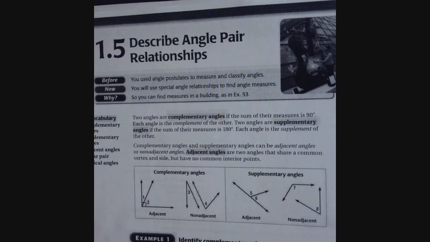1.5, describe angle pair relationships. So I'm going to read through. Two angles are complementary angles if the sum of their measures is 90 degrees.